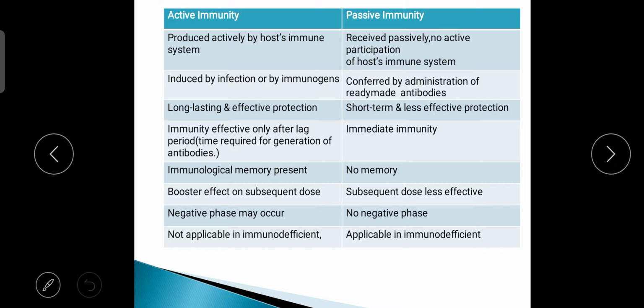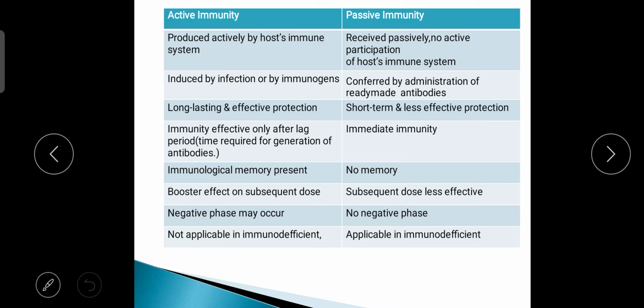Next we are going to see the types of active immunity. As you know, there are two types, natural and artificial. The first one is natural. It results from either a clinical or inapparent infection by microbes, and is long lasting.